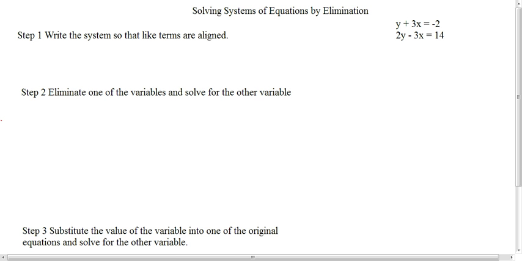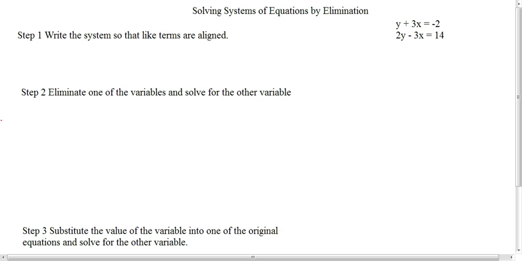when we solve these equations by elimination. Step 1 says to write the equations so that like terms are in line, right underneath each other. You remember when you used to do adding and subtracting back in first, second, third grade, and we had to make sure we put each particular term underneath one another.